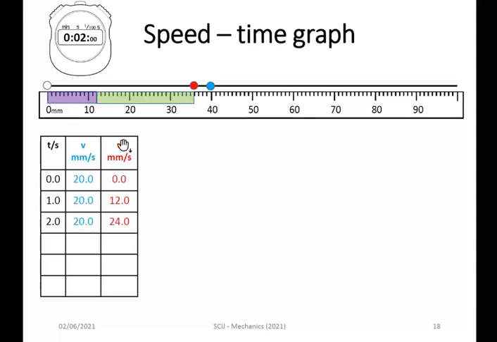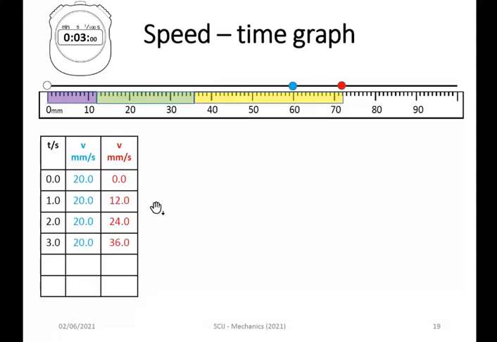Let's look at the blue. The blue moved from 20 millimeters to 40 millimeters. So the distance covered is still 20. Initially it was from here to here, it was 20 within 1 second. And from here to here within another 1 second. So the speed remains the same.